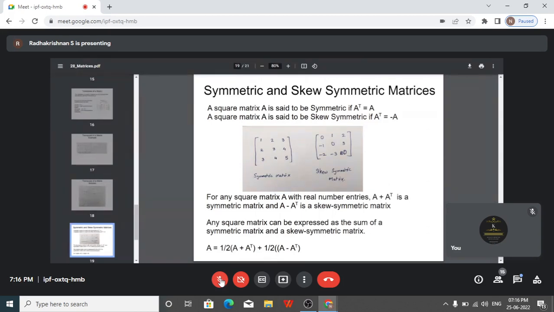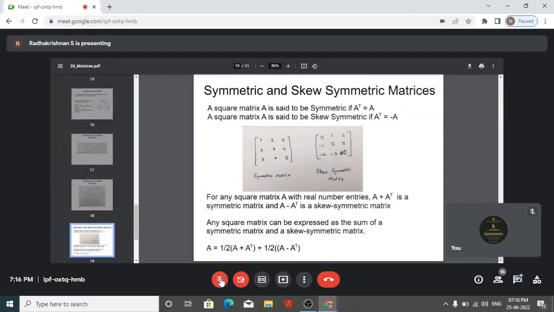Obviously the diagonal will all have to be 0. So the diagonal doesn't get altered. When you transpose, the diagonal doesn't get altered. It remains the same. So then that has to become minus. Then only 0 can be there in the diagonal. In a skew symmetric matrix, the diagonal will be 0.